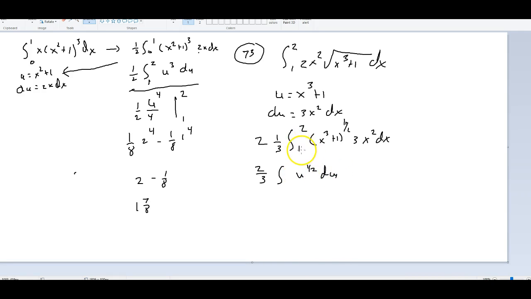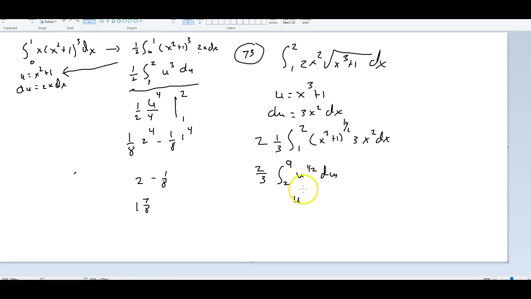And then I have to switch these out. So I put a 1 in this equation. 1 cubed is 1, plus 1 is 2. So I put a 2 down here. Put a 2 in here. 2 to the third power is 8, plus 1 is 9, right? And so I've got this all set up.